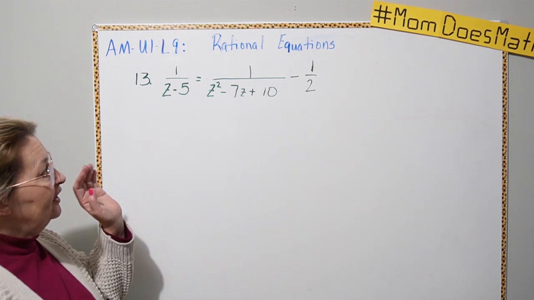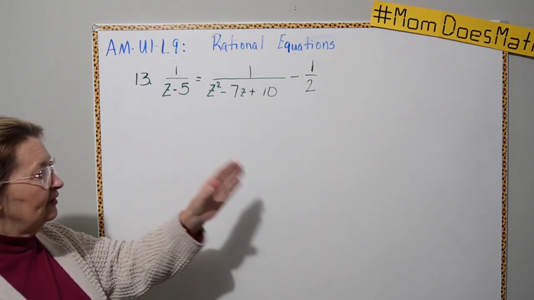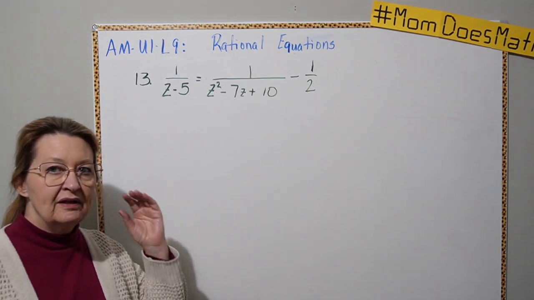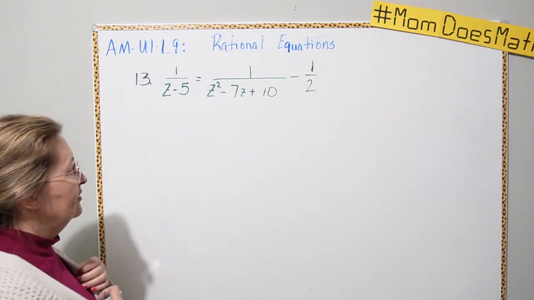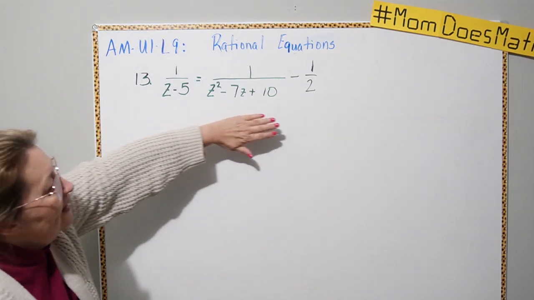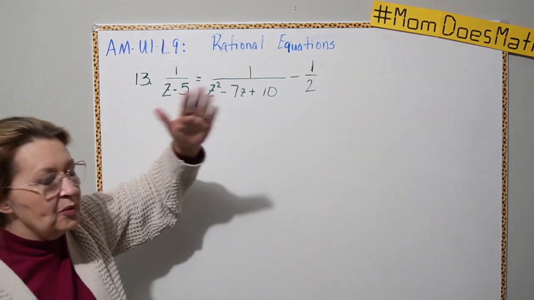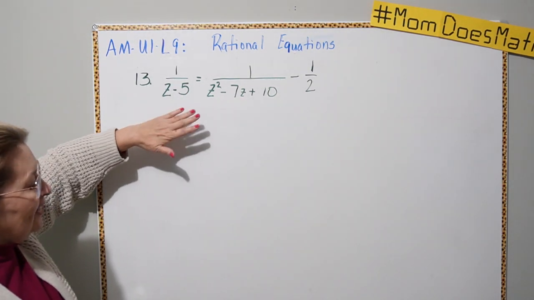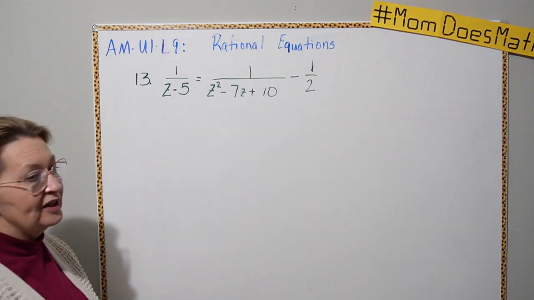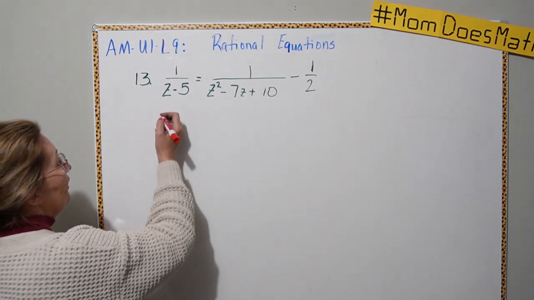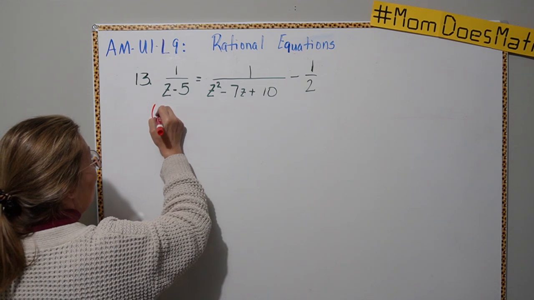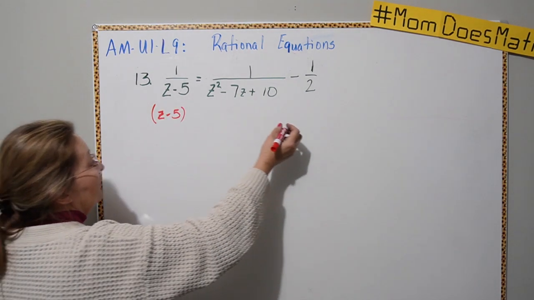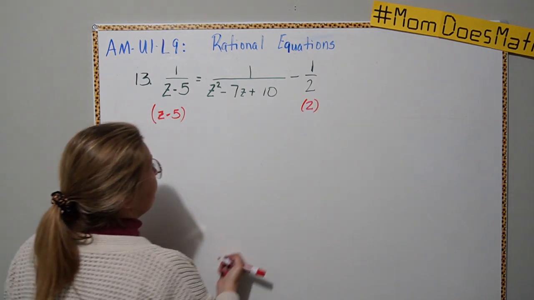Okay, number 13 is a little intense just because of the least common denominator thing, but that's okay. We're just going to go slowly and try not to make any careless mistakes. Since I have two fractions over here, that's what lets me know I have to use the least common denominator method. Before I can use that method, I have to be sure that every denominator is fully factored. All right, this z minus 5 is factored. It can't factor anymore. And this 2 is also factored as low as it can go.